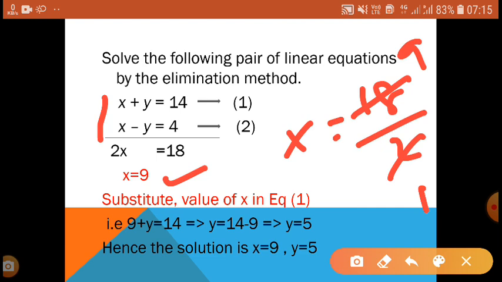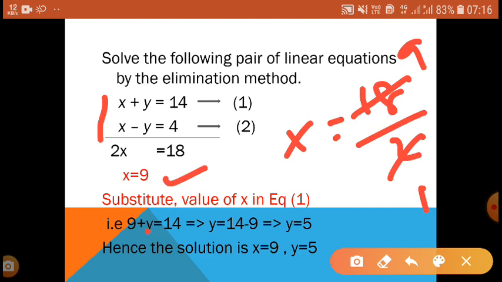Now in step 3 we got x equal to 9. Now step 4 says that the value of x has to be substituted in either one of the original equations. The original equations are x plus y equal to 14 and x minus y equal to 4. From these two equations, we can substitute in any one. I'm going to substitute in equation 1. So substitute the value of x in equation 1, that is, we are replacing x with 9. So 9 plus y equal to 14.